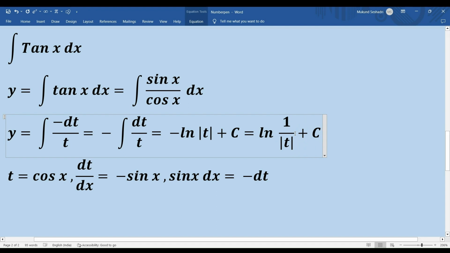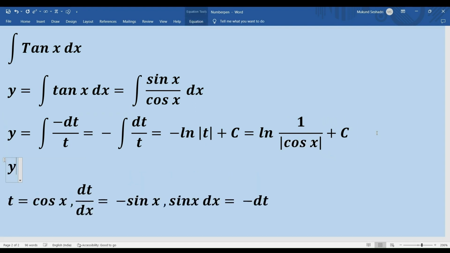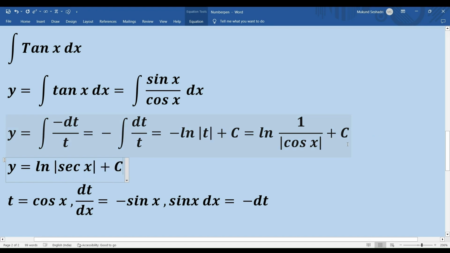Now I will have to express my answer in terms of x. I cannot leave everything in terms of t. So I replace my t with a cos x, which is the original substitution we made. I go to the next line. I know that my 1 by cos x is nothing but a secant x, right? So my answer to this problem is ln of mod of secant x plus c, right? So that's how we arrive at our integral of tan x dx, right? Let me highlight my answer in pink.